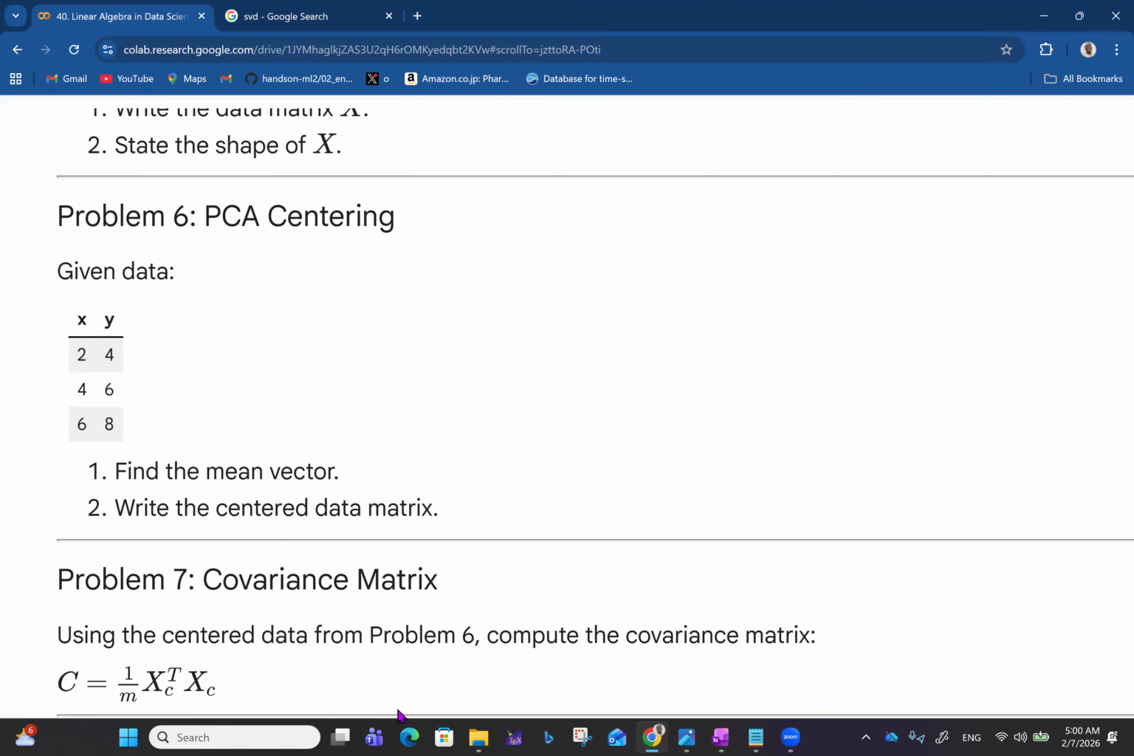So the mean vector will be the pair of the means of both. So for this, 6 plus 6, 12 over 3. That's 4 and 6. That's the mean vector. The centered matrix is when you subtract this 4 from each here, and 6 from this.